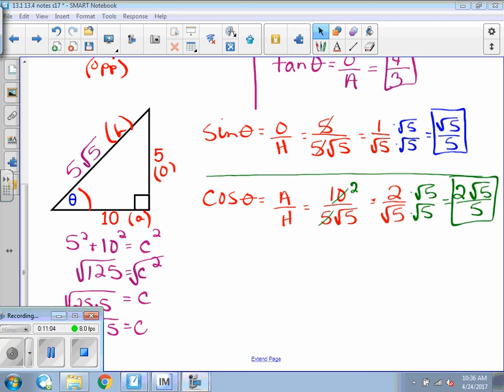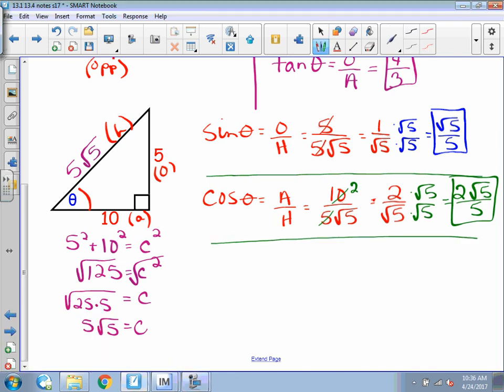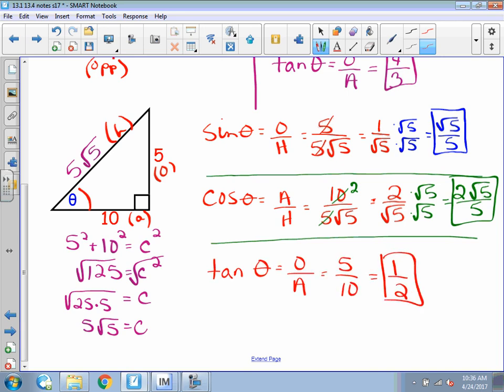So tangent of theta is opposite over adjacent, which is 5 over 10, which reduces to 1/2.